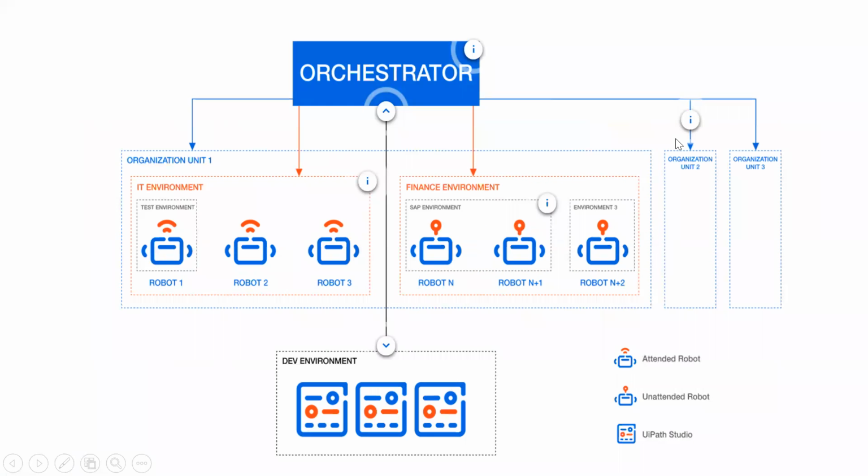Okay. So as we can see on the screen, there is one organization, there is a second. In the first organization unit, we are trying to automate the use cases of the IT environment and finance environment. In the second, we might do something related to HR. In the third, something related to administration. So in one company, or in one orchestrator of a company, there can be different organization units. In that, we have different environments.